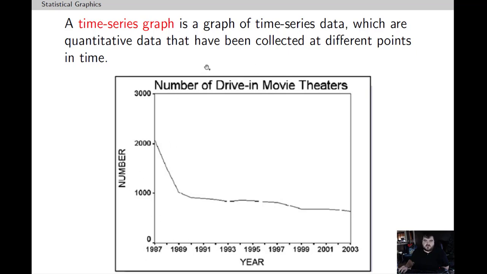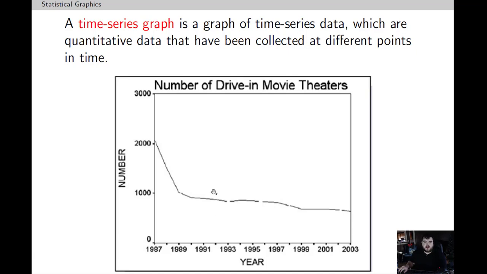And then this one's an interesting one about drive-in movie theaters. I got this one from your textbook, but they show that in '87 there were over 2,000 drive-in movie theaters, and then as you go to the right, just a couple of years later, there's almost 1,000, maybe a little less than 1,000 actually. So it drops so significantly, and I always ask students, what do you think the reason is for this drop? And there's a lot of speculation of what happened here.